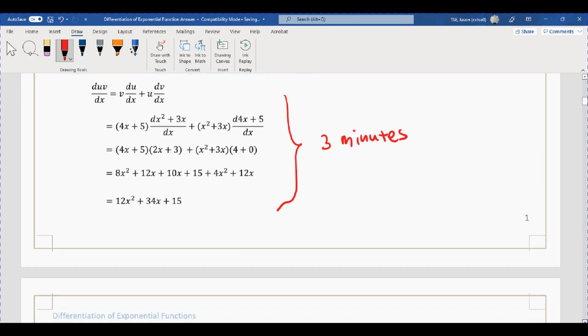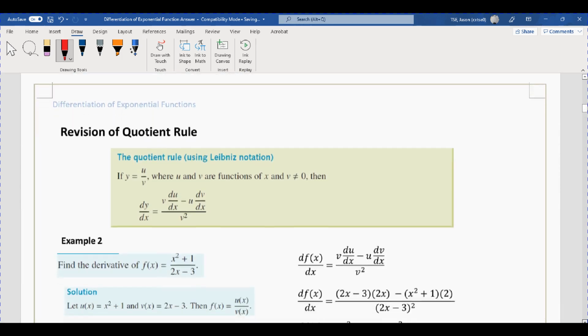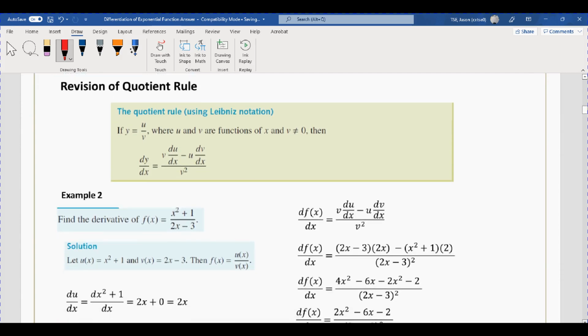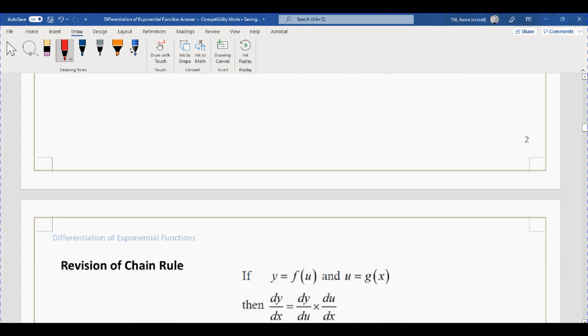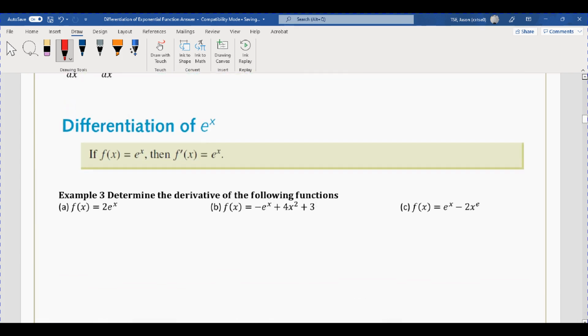Okay, so after you've done that, you are going to do the same thing for the quotient rule. The quotient rule means you see two things divided by each other, like u divided by v. Just like if I give you a function f(x) which equals x squared plus 1, this is the numerator called u, divided by 2x minus 3, that's v. So you need to find the derivative. If you still remember, derivative means the result of differentiation.